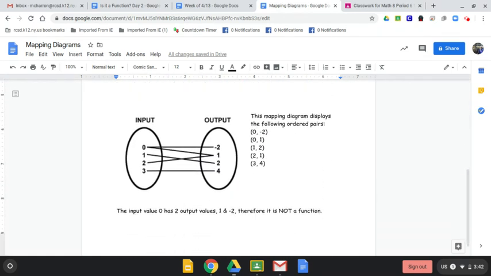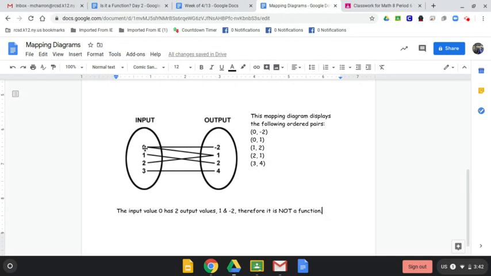Here's what one looks like when it doesn't. Here we have a mapping diagram. The left are my inputs or my X values, aka the domain. The right are my output values or my Y values, aka the range. Again, I'm going to create ordered pairs for my mapping diagram. My input value 0 maps to -2. So that's the ordered pair 0, -2.